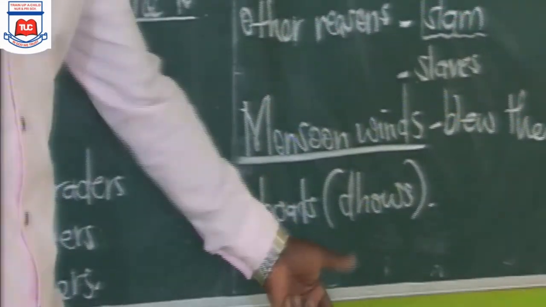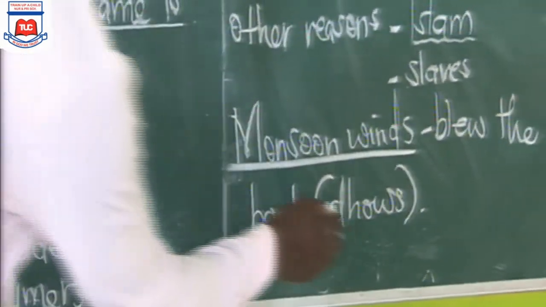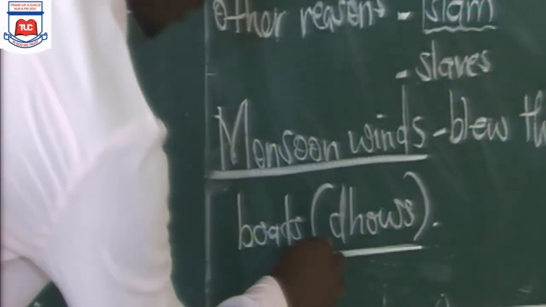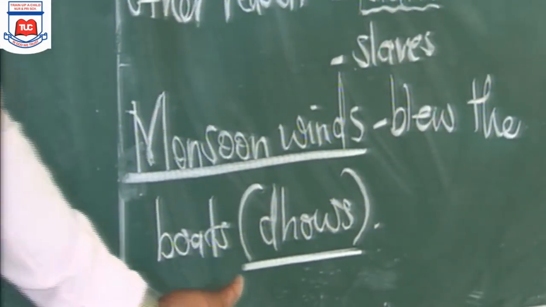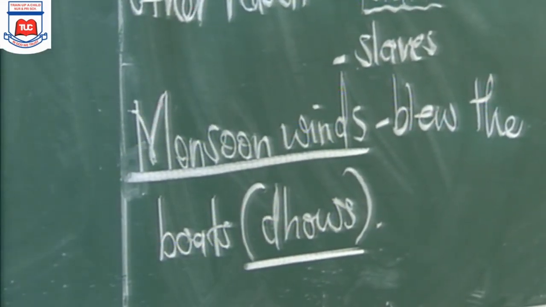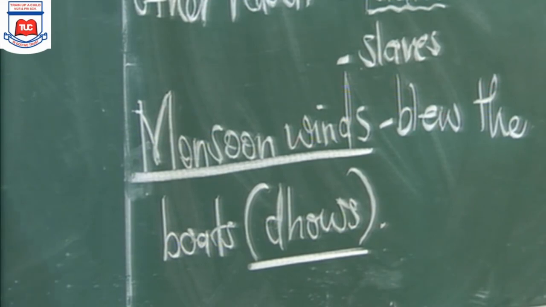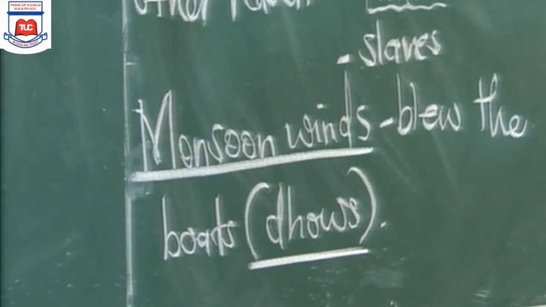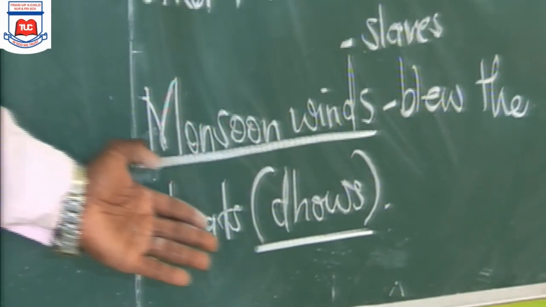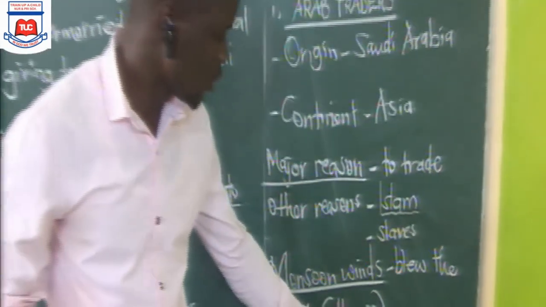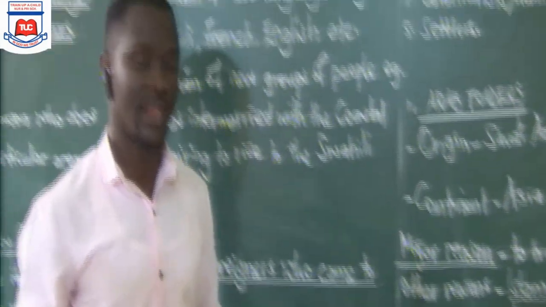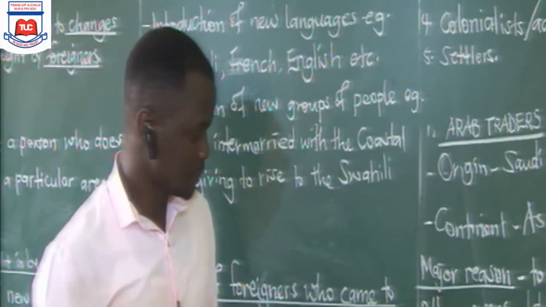So another thing we need to note is this. A question can be asking you, what name was given to the boats that the Arabs were using sailing across the Indian Ocean towards the East African coast? So the answer will be the dhows. D-H-O-W-S. That is the spelling.